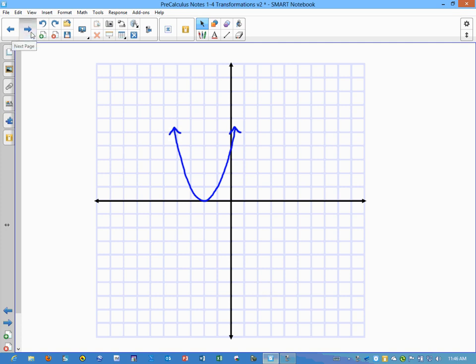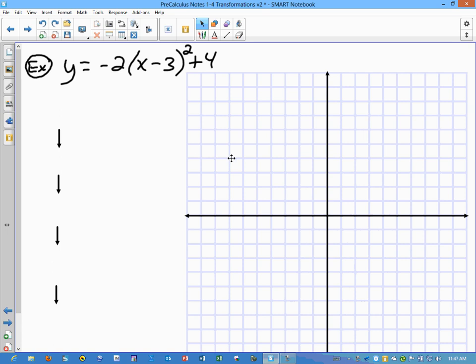Alright, so let's look at how we can graph something using our newfound knowledge. We're going to graph this equation right here. It's y equals -2 times the quantity x minus 3, quantity squared, and then plus 4. And we're going to go through all the different transformations, one at a time. Notice how we have a negative sign out in front. We have a multiplication happening outside the parent function. We have subtraction happening inside the parent function, and then we have addition outside the parent function.